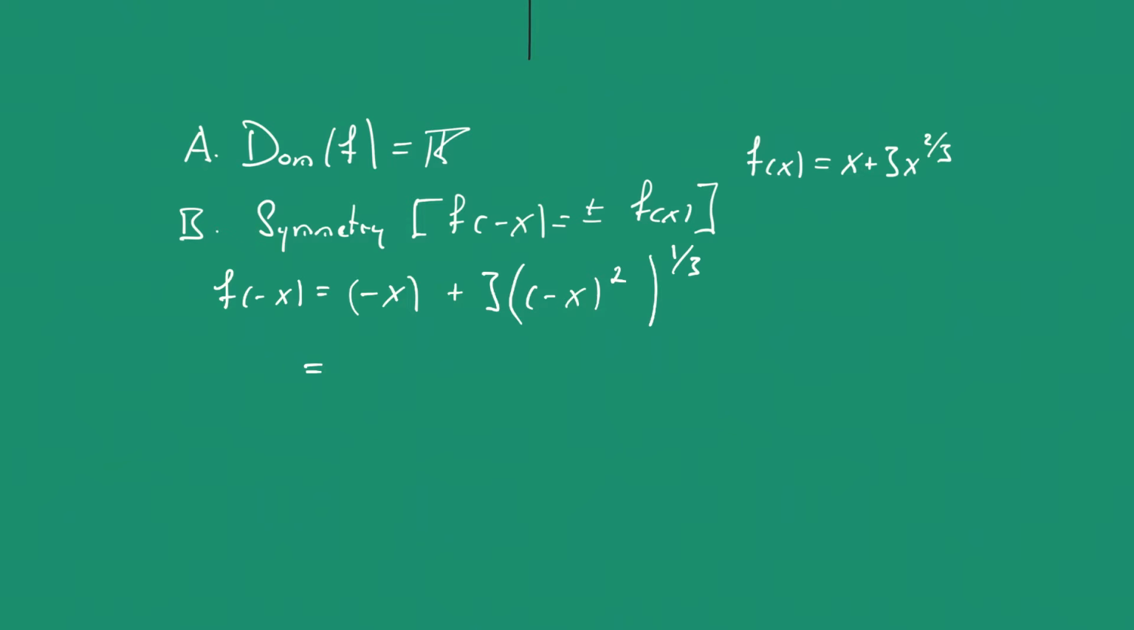If we do that, we notice that this looks like -x plus 3. (-x)^2 is just x^2. So this is just x^2 taken to the power 1/3, which we can now write as x^(2/3).